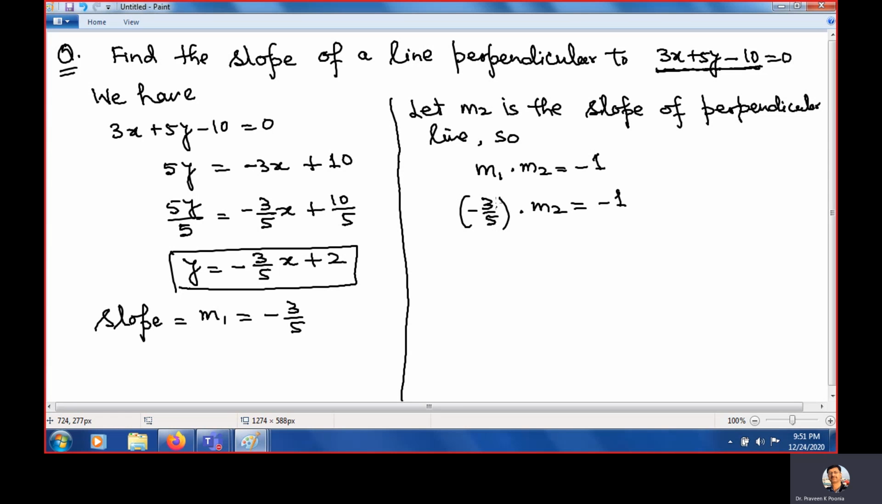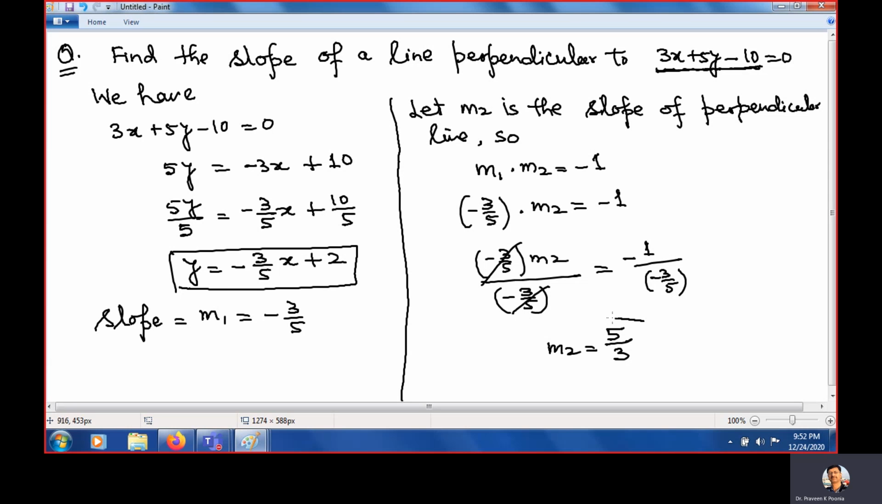Now, if you want to cancel it, divide by minus 3 upon 5. So minus 3 upon 5 times m2 divided by minus 3 upon 5 is equal to minus 1 divided by minus 3 upon 5. This cancels, so m2 is equal to minus minus, plus. Now it is flipped because we are dividing. So it will be 5 upon 3. So the slope of the line that is perpendicular to the given line is 5 upon 3.